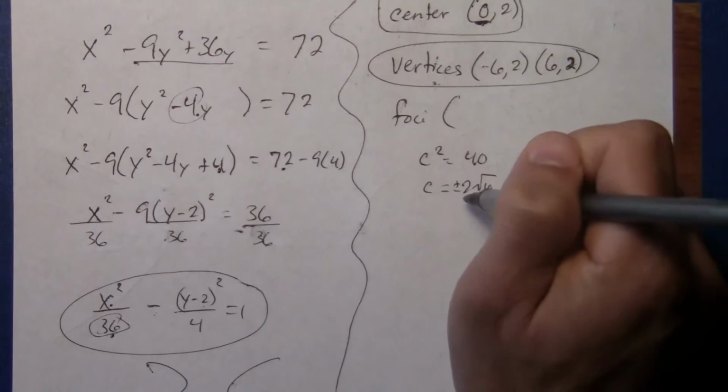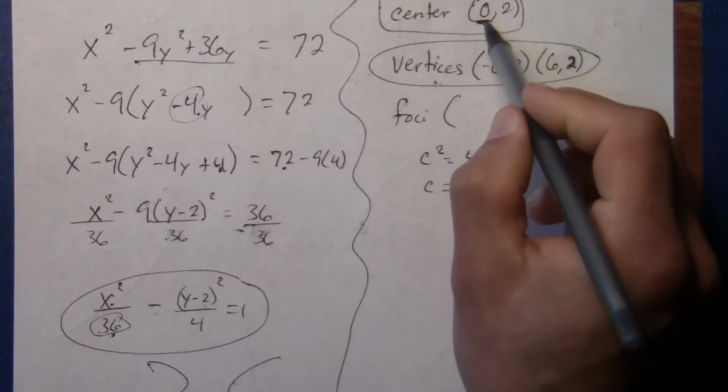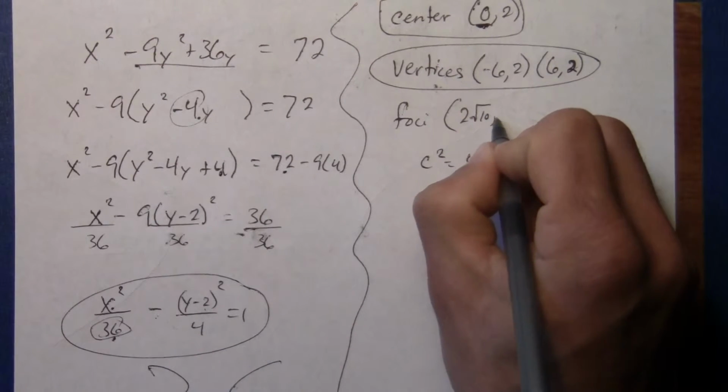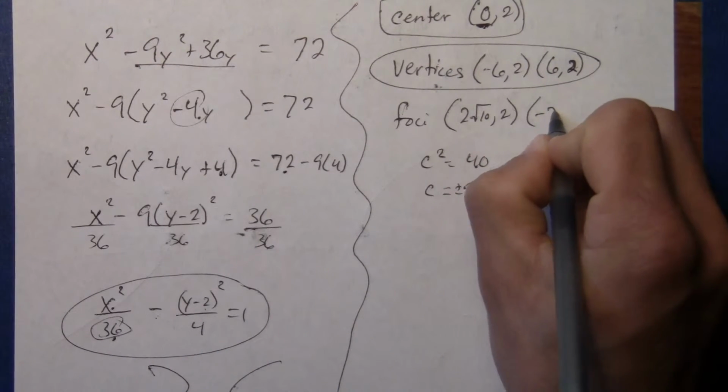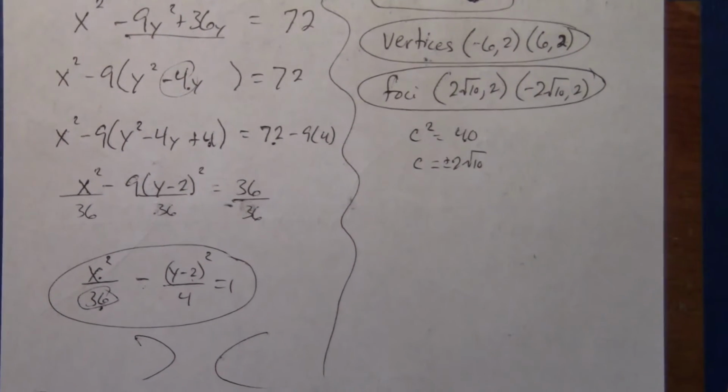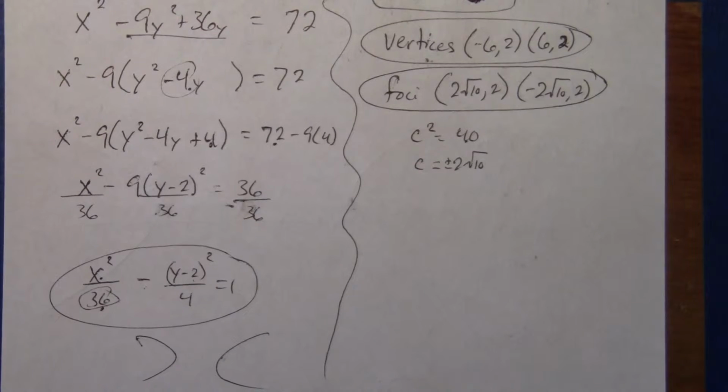Again, foci go the same direction that the vertices do, so I should be adding and subtracting that from x. So it should be 2 square roots of 10, comma 2, and negative 2 square roots of 10, comma 2. There are my foci. Equations of the asymptotes.